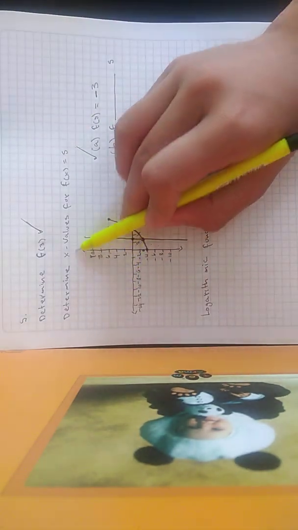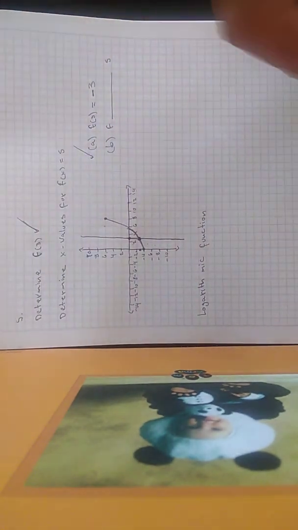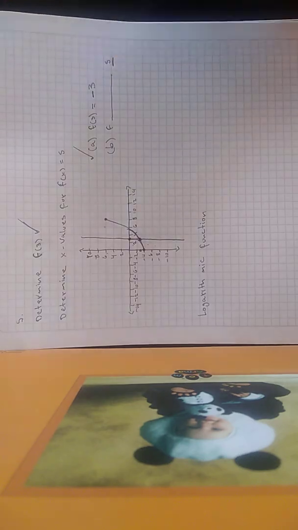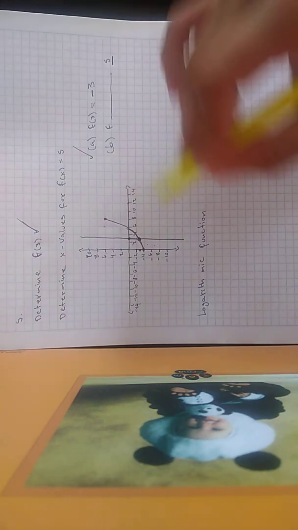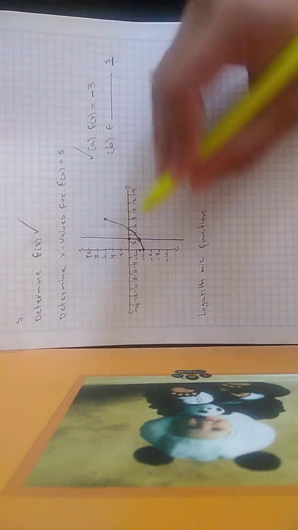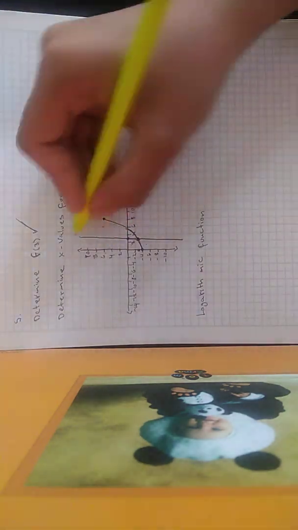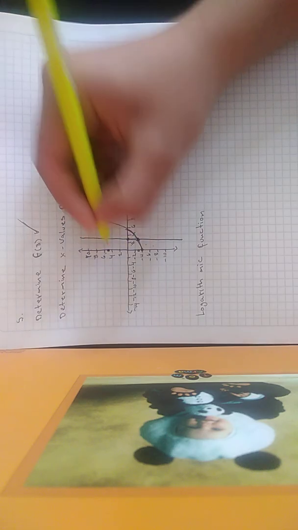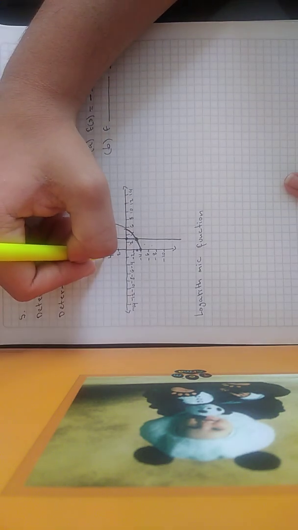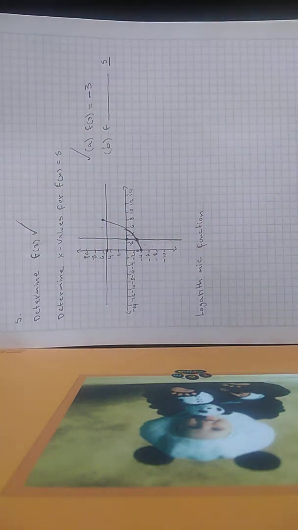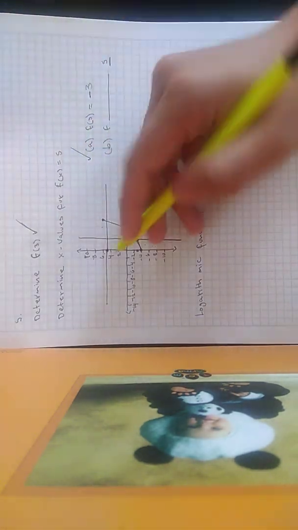And second one, determine x values for f of x equals 5. Okay, so first what we're going to do is now localize the 5 on the y-axis and draw a horizontal line to know where it intersects to find the value of x. So in our graph, we know that the 5 on the y-axis is going to be right here, and we're going to draw our horizontal line here and here.